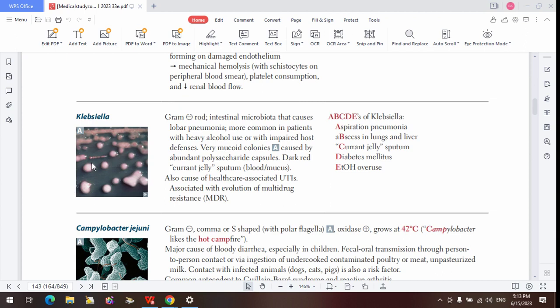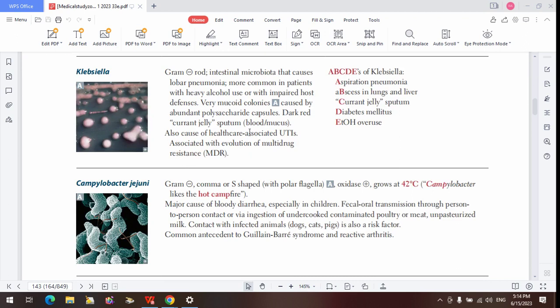Now, infection from Klebsiella, particularly pneumonia caused by Klebsiella, the typical color of the sputum that they produce is currant jelly. So it contains some blood tinge. So call it currant jelly sputum. We should remember that currant jelly sputum, which contains a mix of blood and mucus, Klebsiella is implicated in that.